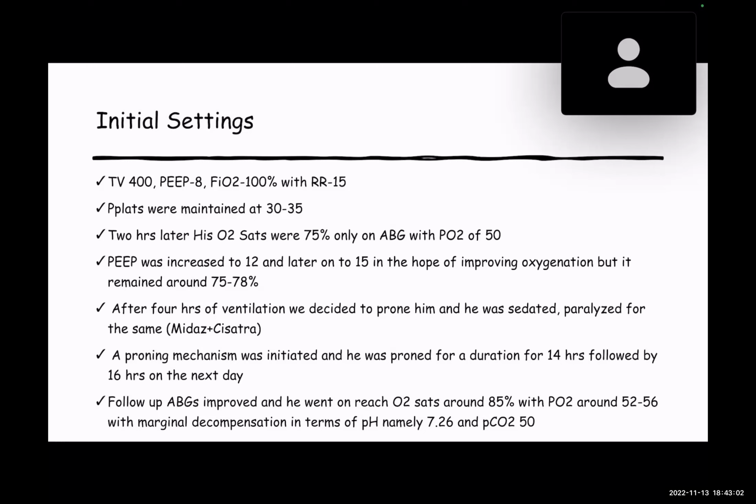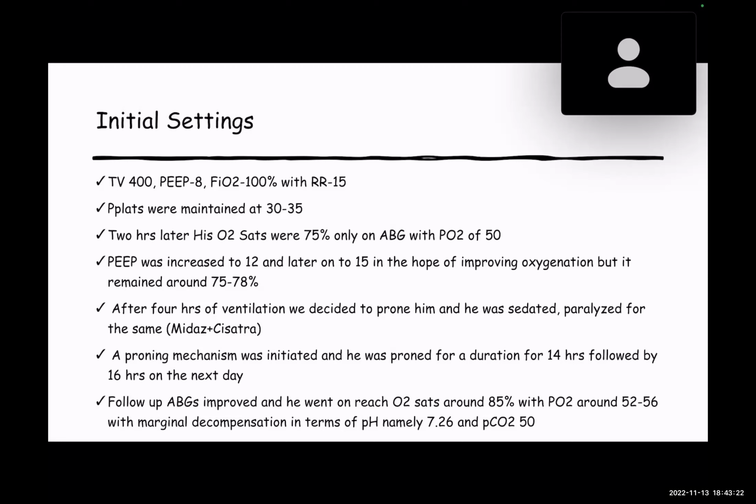The ARDSnet table also can be used. It's very simple. Generally, at a FiO2 of 60, one would like to set a PEEP of 8 and a tidal volume of 6 ml per kg and keep the plateau pressure less than 30. So those are the goals and the ways to go about it.